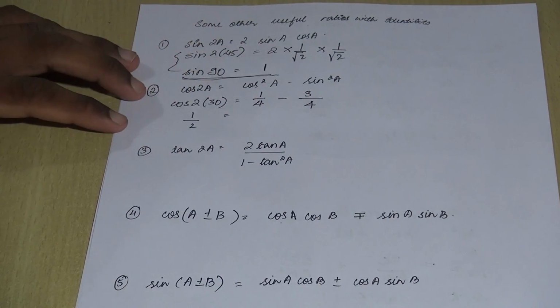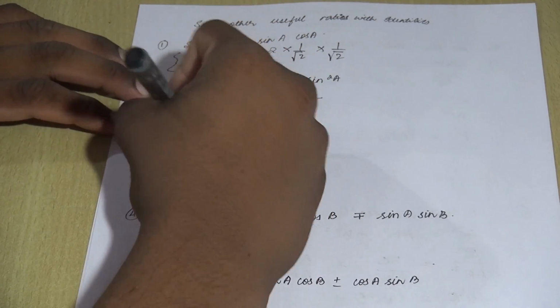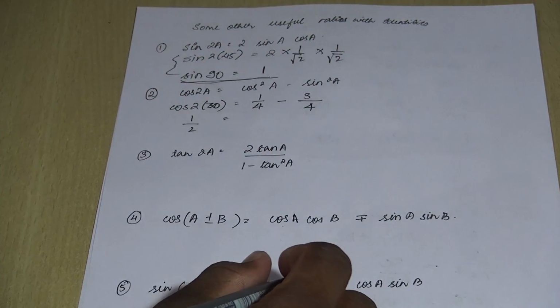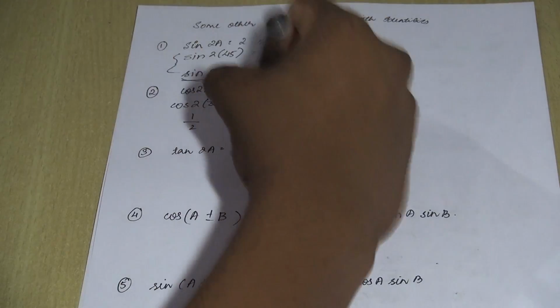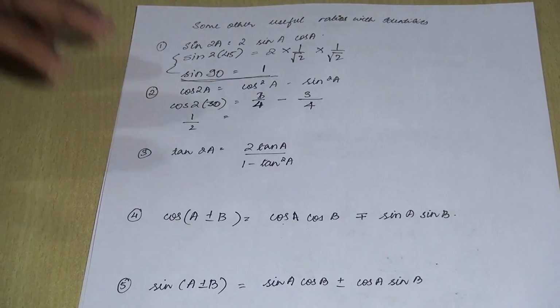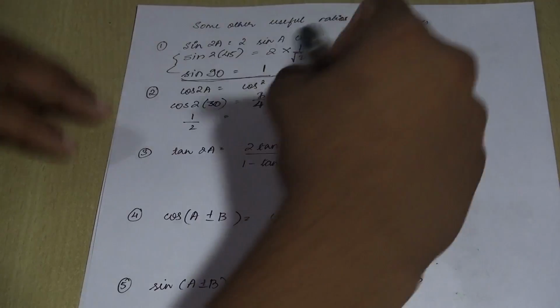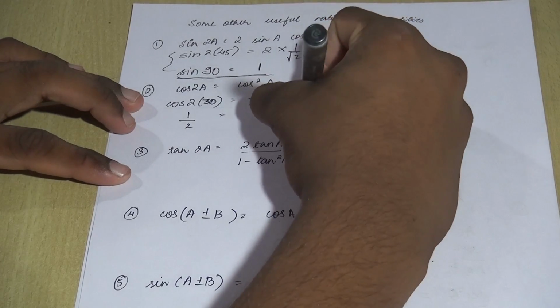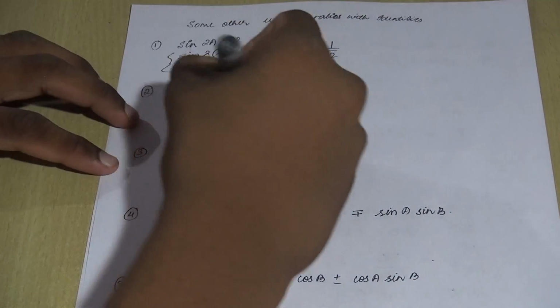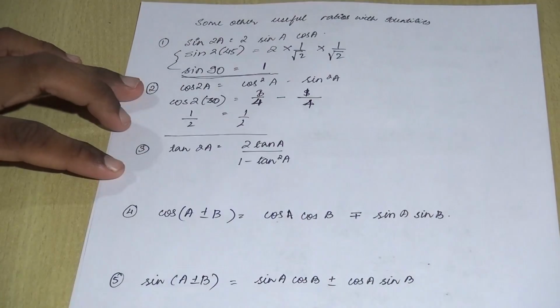Now let's take cos 2a. Let's take a to be 30 degrees. So cos 60 is 1 by 2. cos square a will be 3 by 4, since root 3 by 2 whole squared, and sin square a. So sin a is 1 by 2, and sin square will be 1 by 4. So you get 3 by 4 minus 1 by 4, which is 1 by 2, and we have verified this second one also.